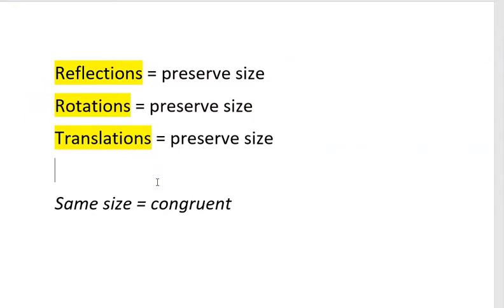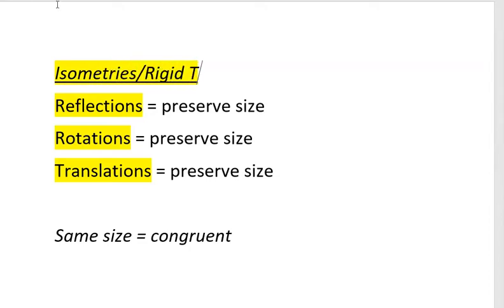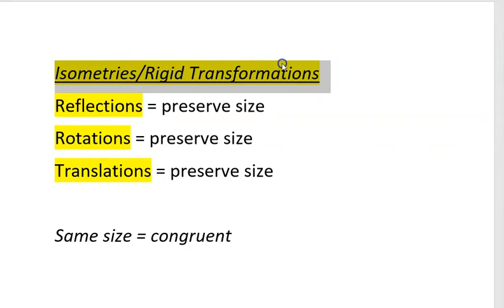So we can think of that. That's why these are called isometries or rigid transformations. All three of these, because they do this. So let's go ahead and say, I'm going to give it a different color. These are isometries. I didn't give it a different color. I will in a second. Or rigid transformations, because they do exactly that. They preserve the size, which means that my original and my image are going to be congruent.